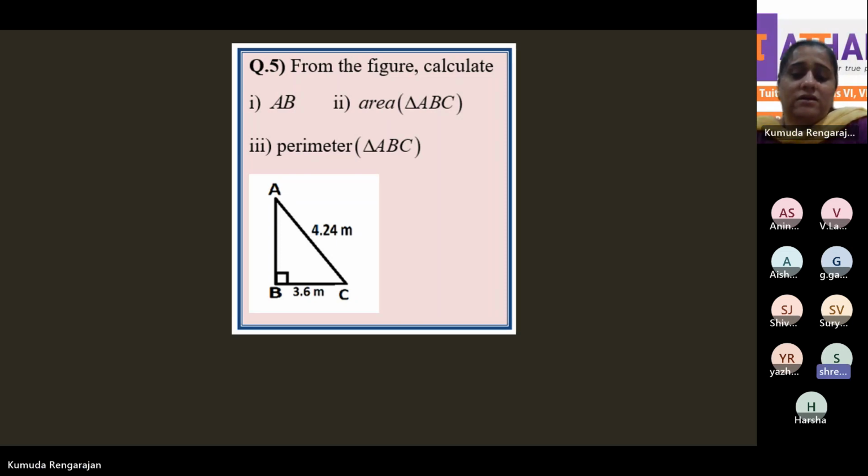Yes, ma'am. Now I see my mistake, ma'am. Okay. I think you added, right? Something like 4.24 square plus 3.6 square. I don't know. Something like that. Exactly what I did.